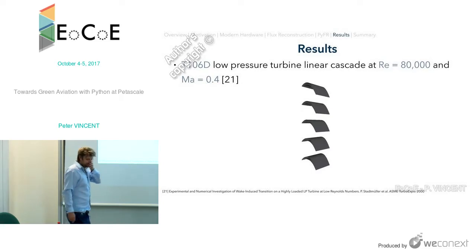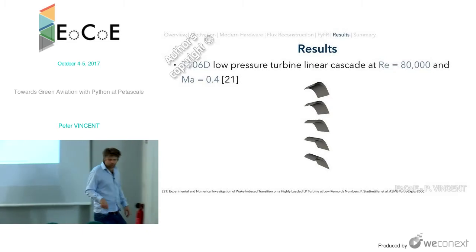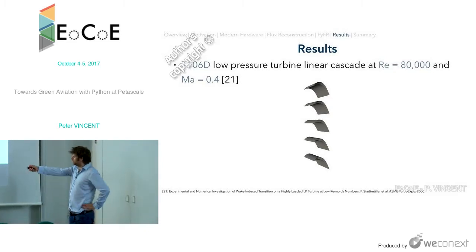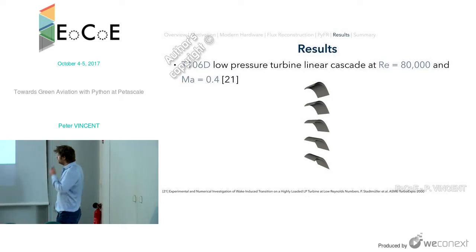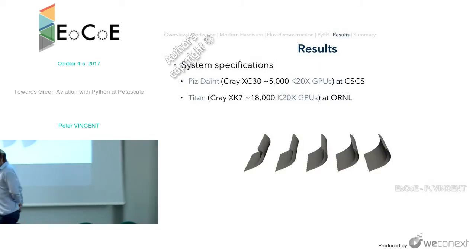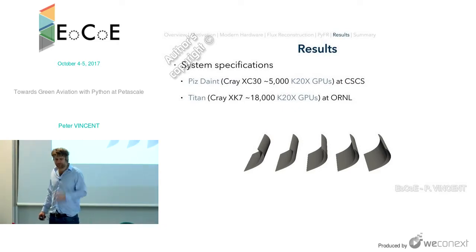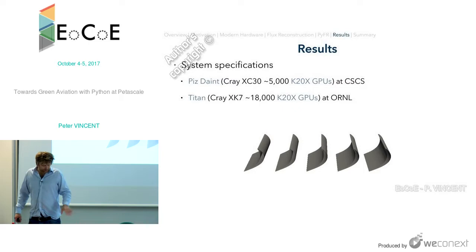So we have been doing a bunch of these low pressure turbine blade simulations. They all have these funny different codes associated with them. These first ones are T106D, Reynolds 80,000, Mach 0.4, so it's compressible flow. We've been running on two systems. Piz Daint, which is at the Swiss National Supercomputing Centre, has 5,000, well at the time K20Xs, but now it has 5,000 P100s. And Titan, which is at Oak Ridge, has 18,000 K20X GPUs.